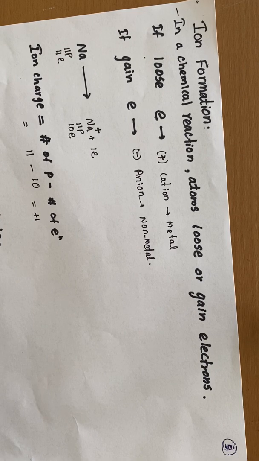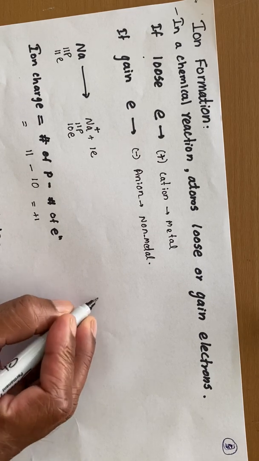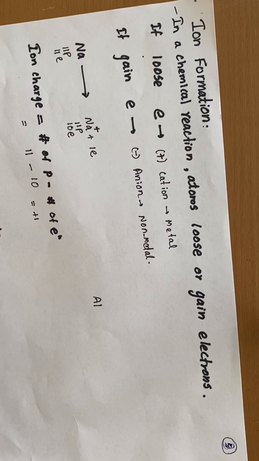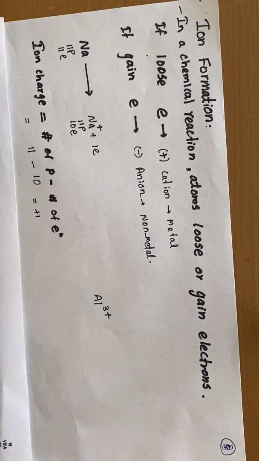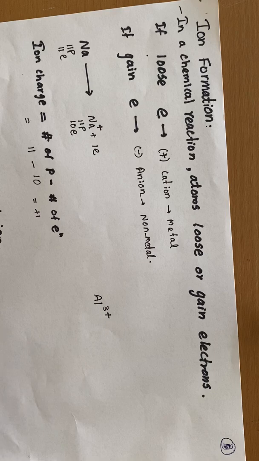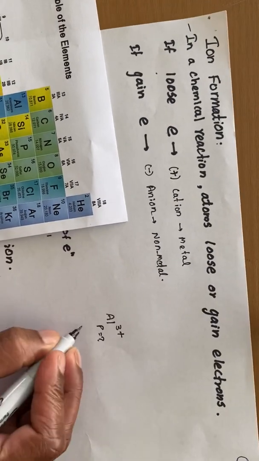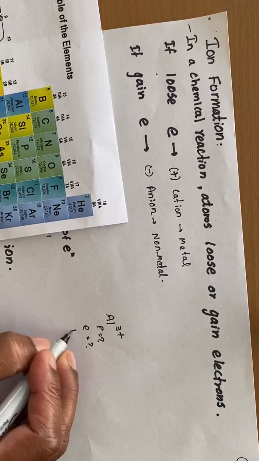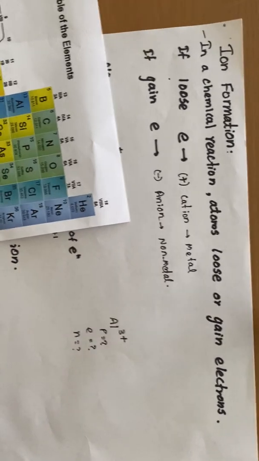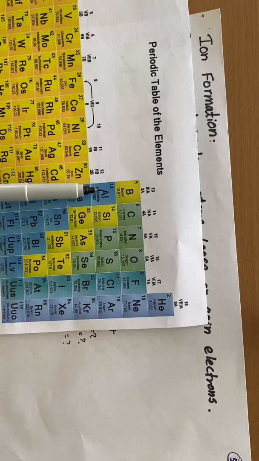If I am giving any other example, if you take the aluminium, 3+. So aluminium going to make a 3+. We're going to discuss that part in the group number chapter 9. But at the moment, just try to understand. How many protons here? How many electrons here? How many neutrons here? If you take a look at the periodic table, atomic number is 13.